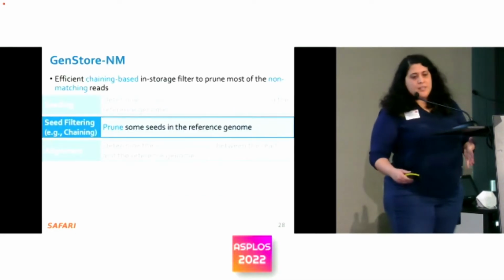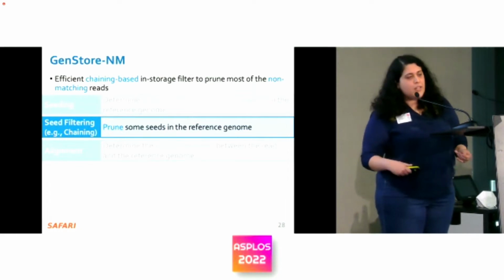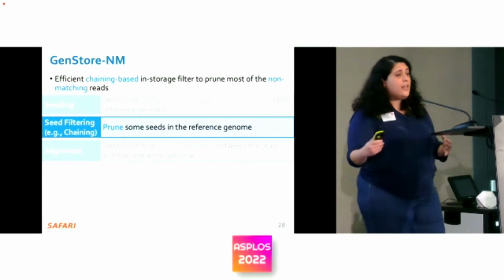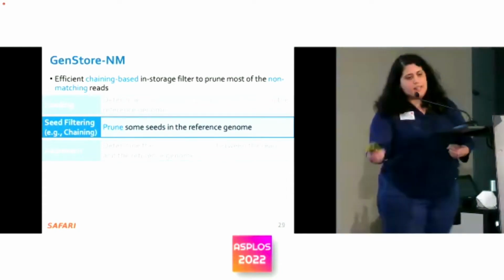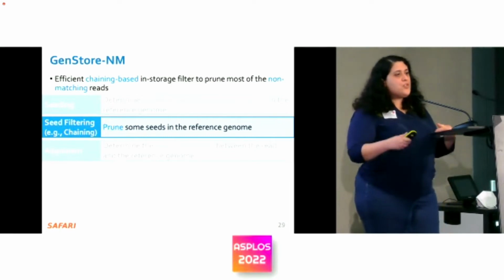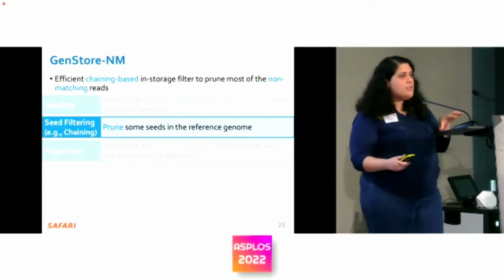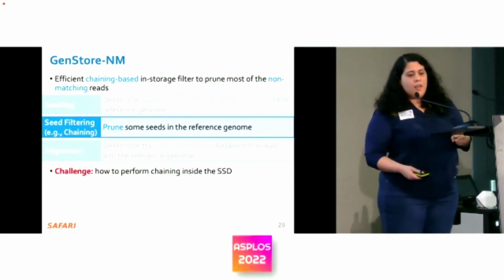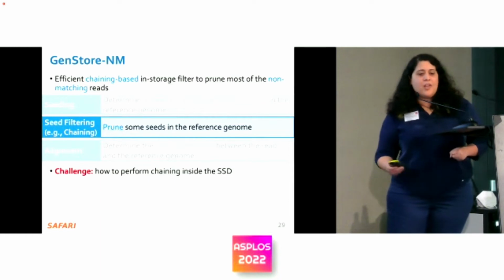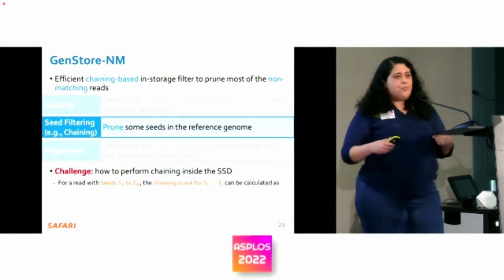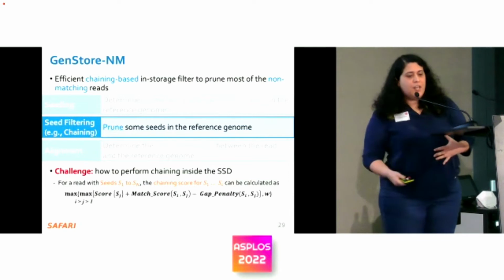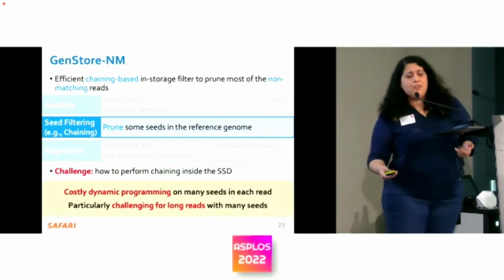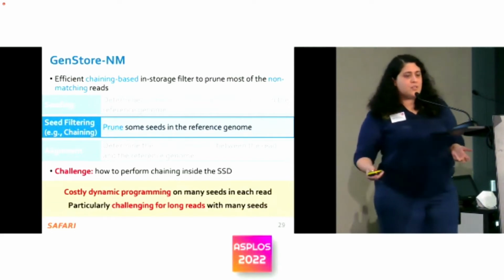GenStore NM is an efficient chaining-based filter in storage for filtering non-matching reads. Please recall that chaining, or seed filtering, was the second key step in read mappers that aims to prune some potential matching locations in the reads, and prune the reads that don't have any potential matching locations in the end. However, performing this operation in the SSD can be challenging because it requires, for every seed in a read, performing many iterations of a dynamic programming algorithm. And that can be very challenging for long reads because they can have up to millions of characters.